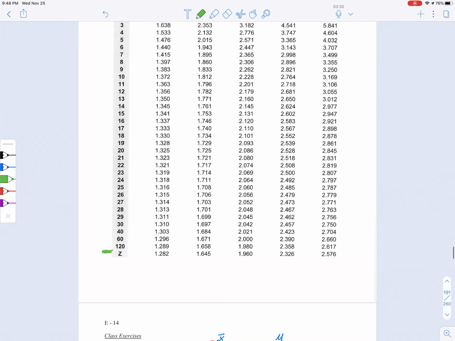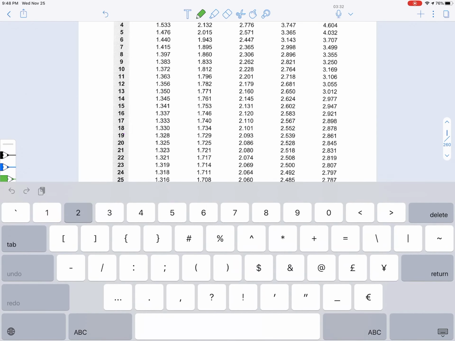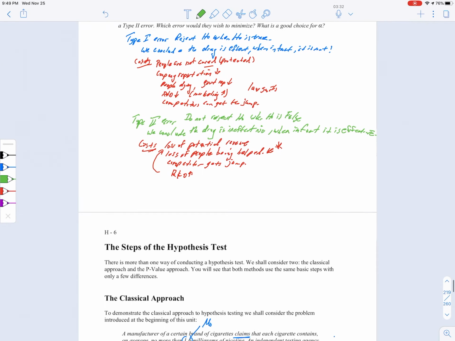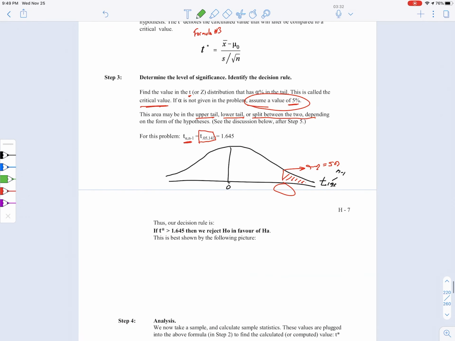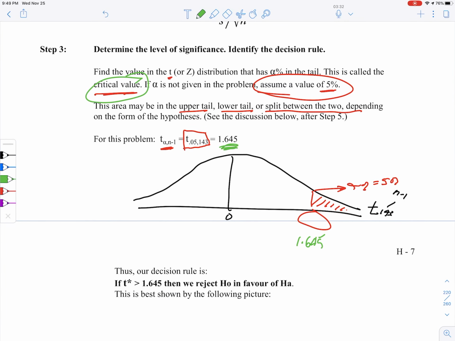So we're going to go to the Z line, and we go under the 5% column. And so at the bottom of the 5% column is 1.645. So 1.645 then is the value that corresponds to 5% in the upper tail. Okay, so it's 1.645. In fact, I've got that written right here. So that's what we call our critical value.